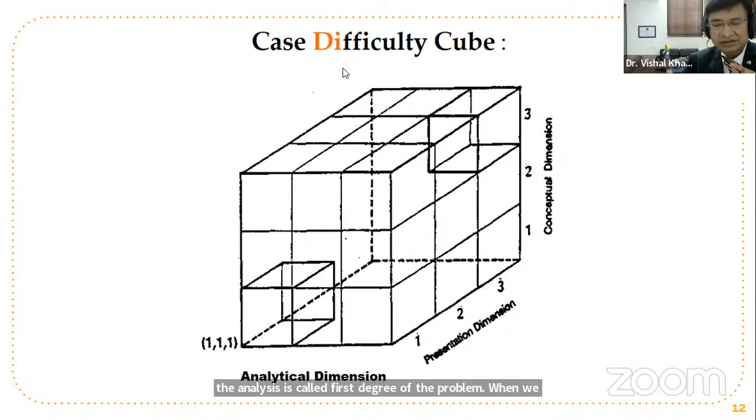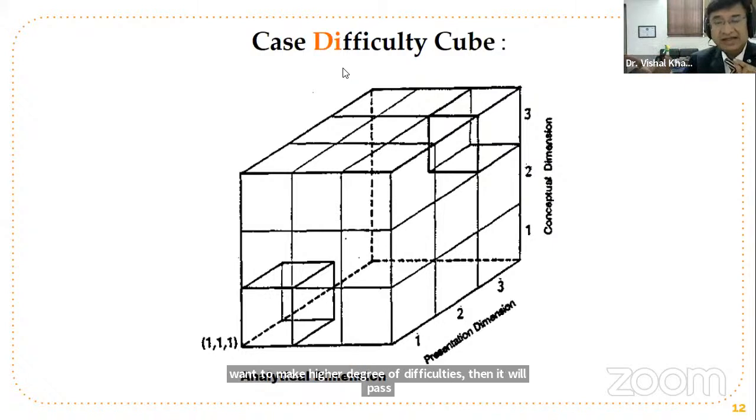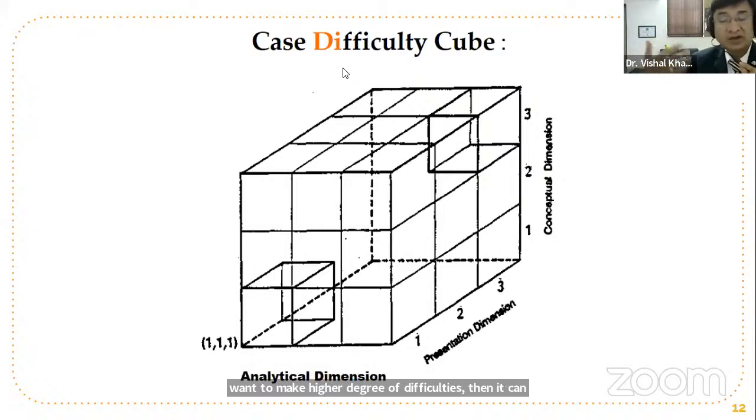When we talk about the second degree of a problem, here is a problem. Give a reasonable solution. This is called the second degree of difficulty. If we want to make a higher degree of difficulty, then it is possible: here is the situation, what are the solutions? So this is the third level of degree of difficulty. That is the analytical dimension, where the case writer has to think about what kind of analytical difficulties he would like to address for the participants.